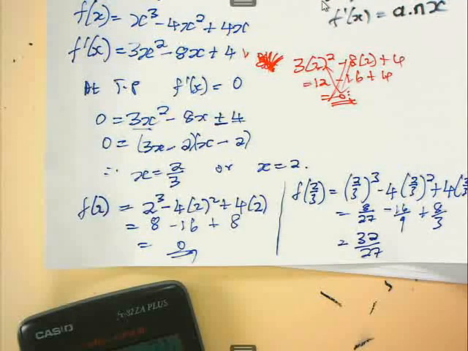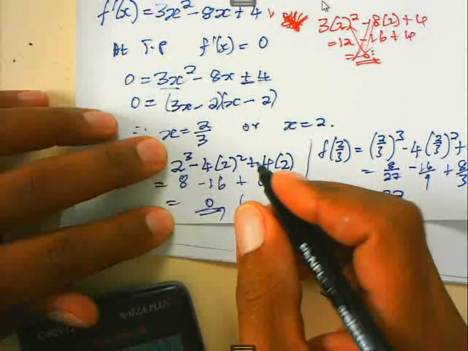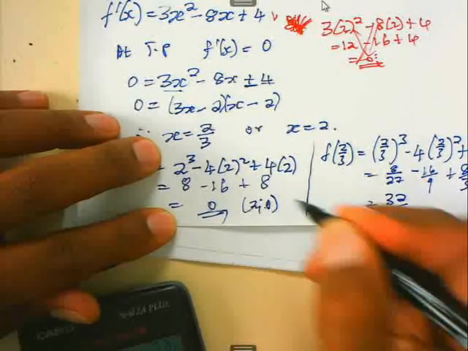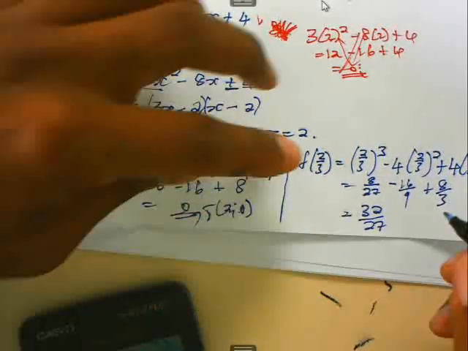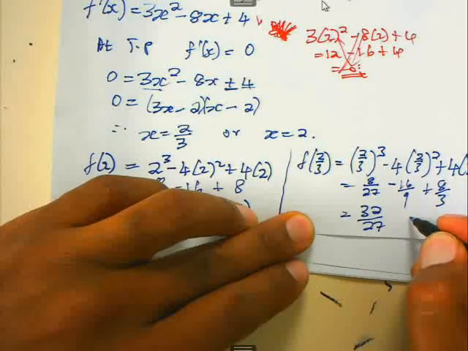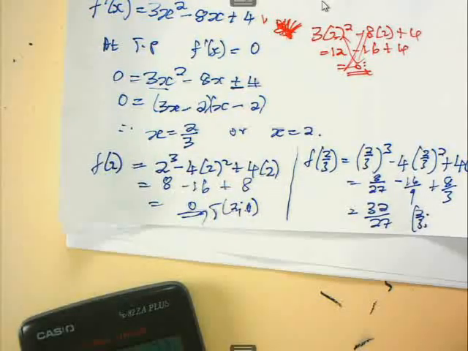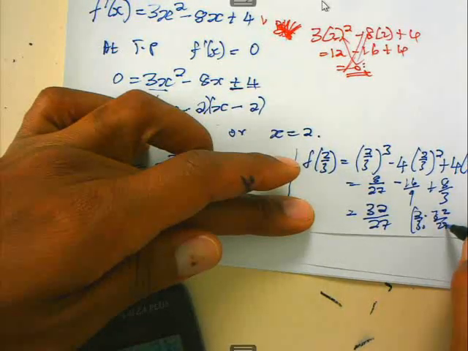Right. Now, the question will be, what are the coordinates of the turning points? Of course, the first one that we have here, x is 2, y is 0. That is the turning point that we have. And the other one on this side, x is 2 divided by 3, and the y will be 32 divided by 27.